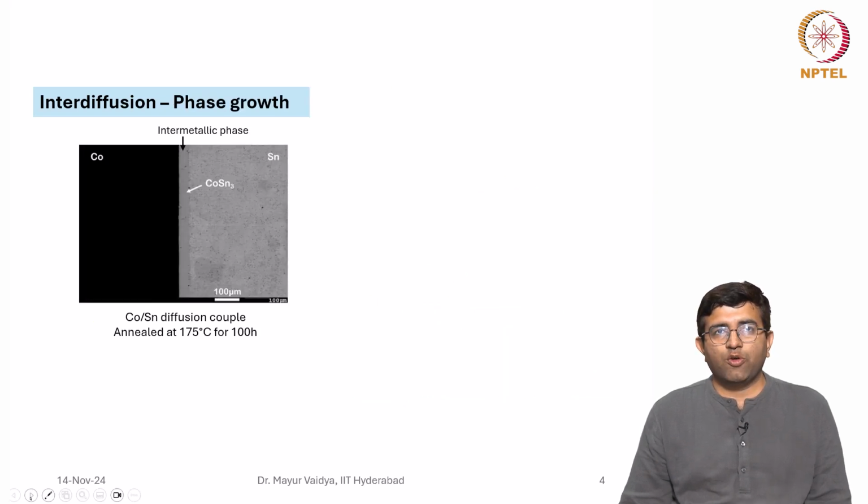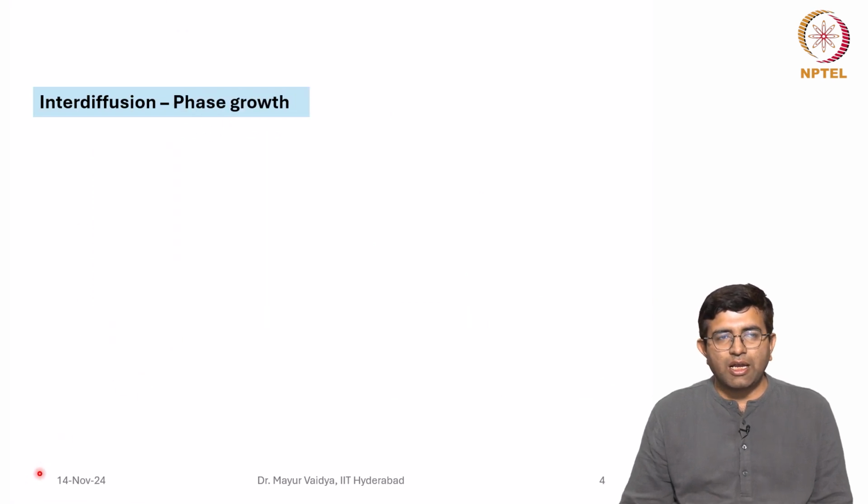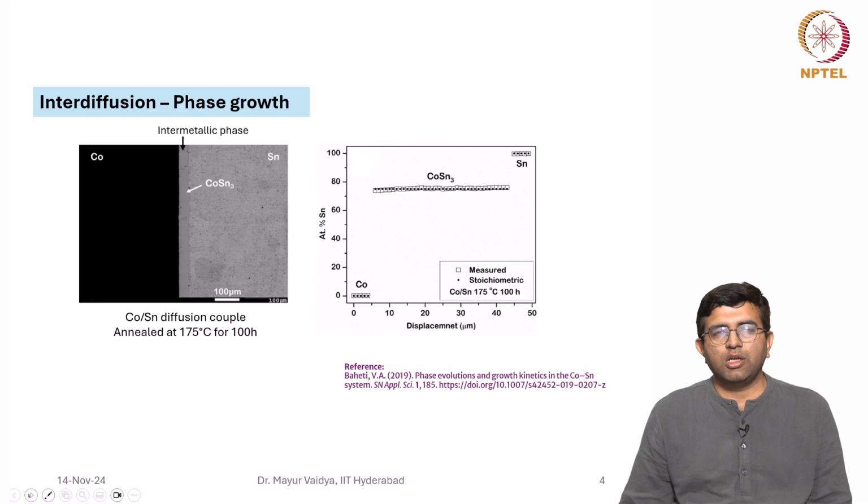Let me show you an example of phase growth. You can see immediately that when an intermetallic phase grows, a very distinct contrast can be seen, as opposed to what you saw in the previous micrograph, where there is no very distinct contrast in the interdiffusion zone. So this is an example of a cobalt tin diffusion couple, where a CoSn3 intermetallic phase is grown in the interdiffusion zone.